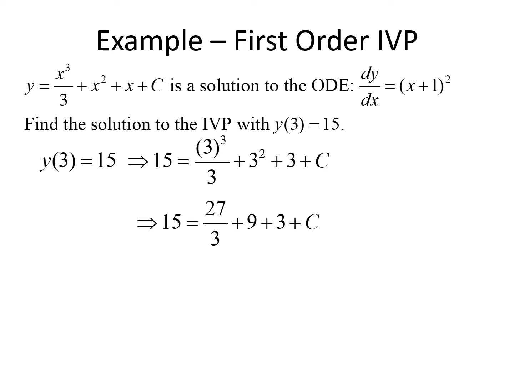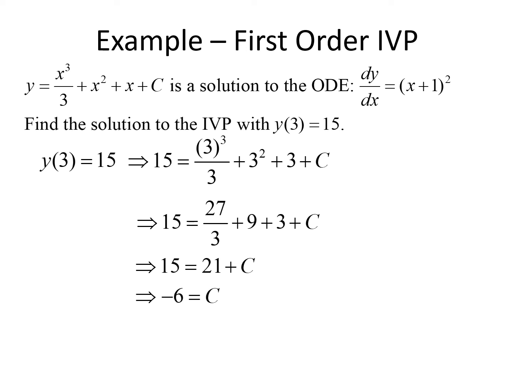And then we can combine those values on the right-hand side. So 27 over 3 is going to be 9. 9 plus 9 is 18. Plus 3 would give us 21. So 15 is 21 plus c. We'll subtract the 21 from both sides to get c is negative 6.